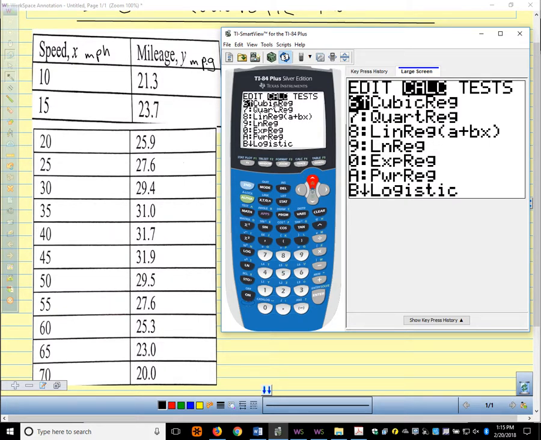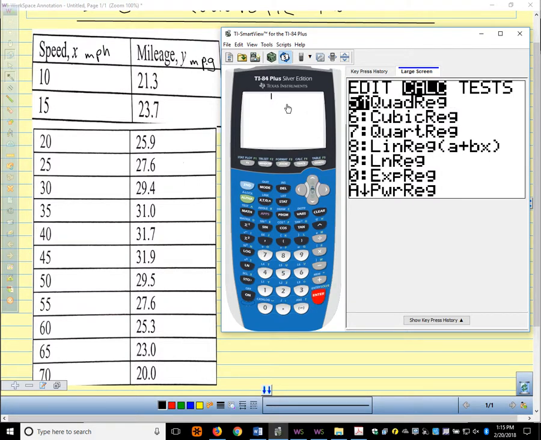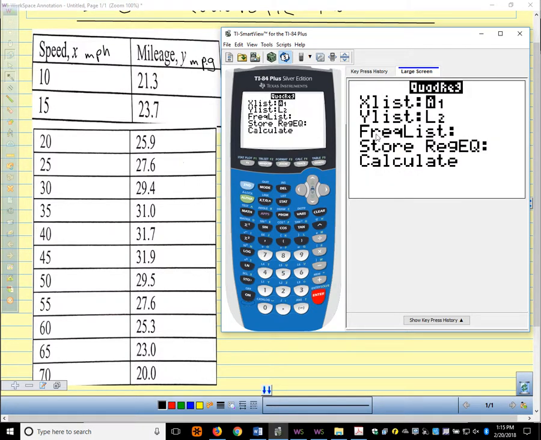So we're going to do a quadratic regression. Depending on which model of the calculator you have, your screen might look a little different, but it's going to be essentially the same. I'm going to hit enter. My X list is list 1, my Y list is list 2. The other stuff we don't need to worry about. So I'm just going to hit enter.